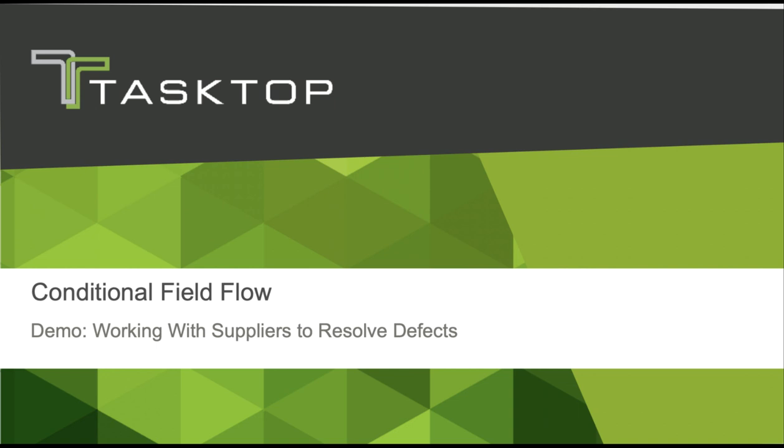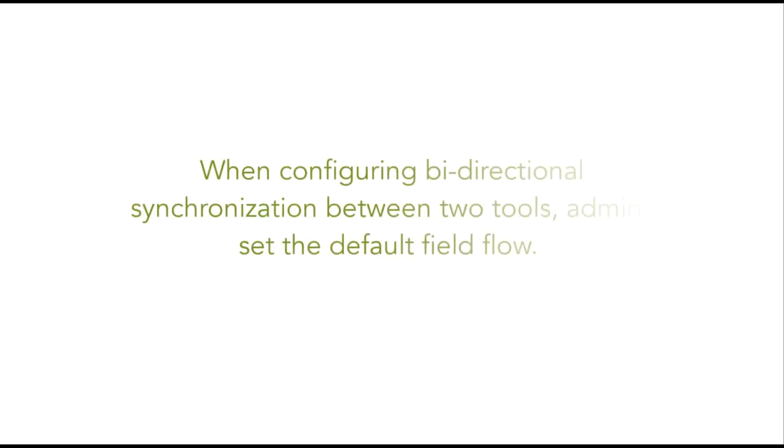This is a quick demo of the conditional field flow feature in Tasktop Hub. In Tasktop Hub, when configuring bidirectional synchronization between two tools, admins set the default field flow. When they do, here are some examples of questions they might ask.